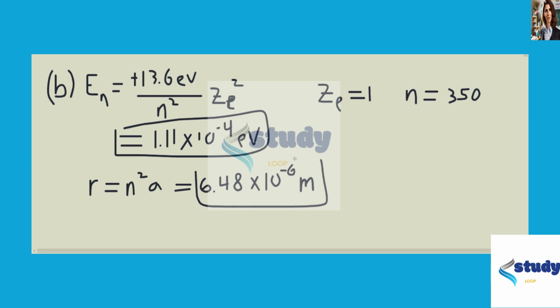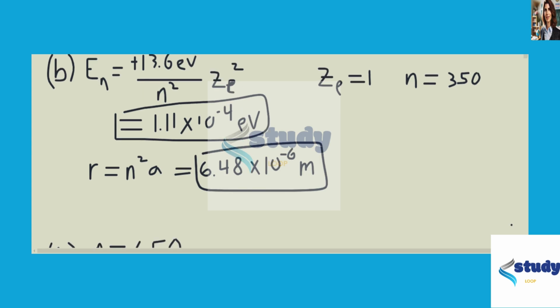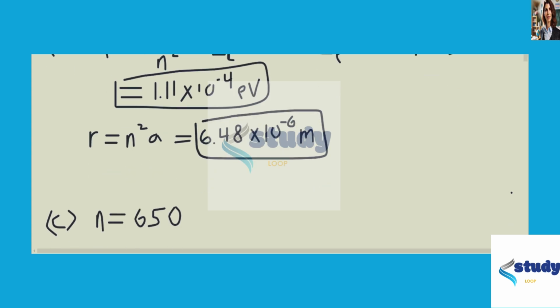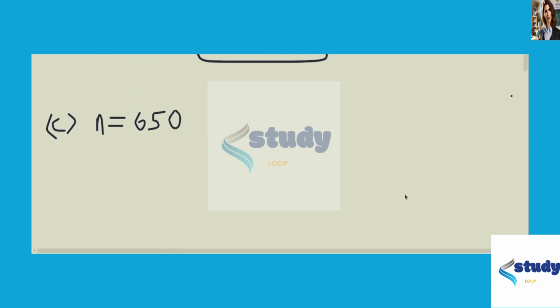And for C, we're doing the exact same thing, except this time, instead of N being equal to 350, N is equal to 650. So same equation for calculating the energy and the distance, R. Again, the energy is just going to be 13.6 electron volts divided by 650 squared. This gives us a value of 3.22 times 10 to the minus 5 electron volts.